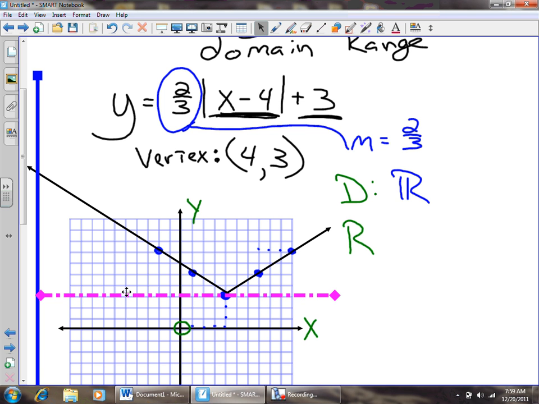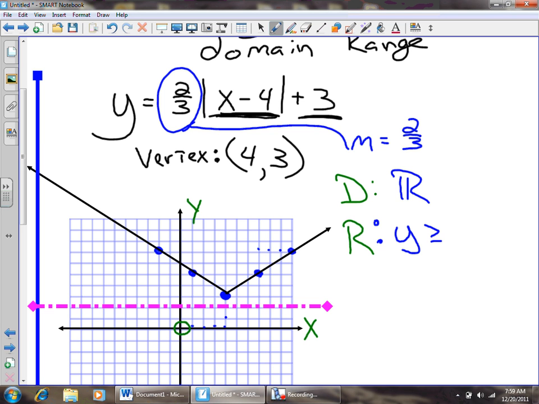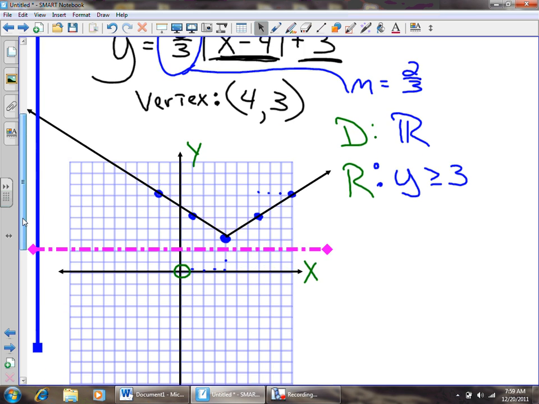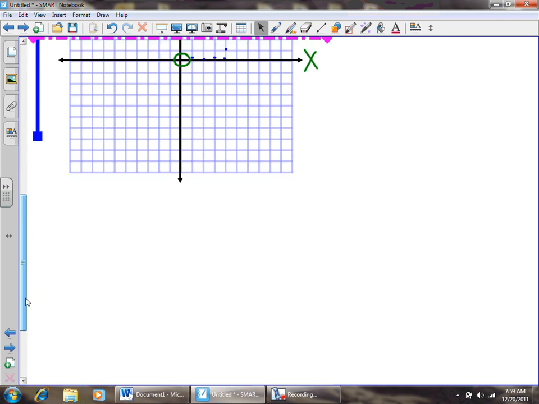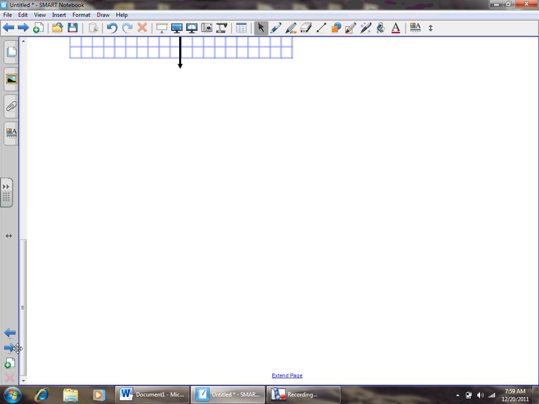Okay, so this y value is 3. And I notice that all my other y values are going to be more, like the y values for here, 5, 6, 7, 8, and so on. So my range is going to be all y's that are greater than or equal to 3. And there's my range. Now remember, domain does not have to be all real numbers. It doesn't have to be. It just turned out to be in that case.